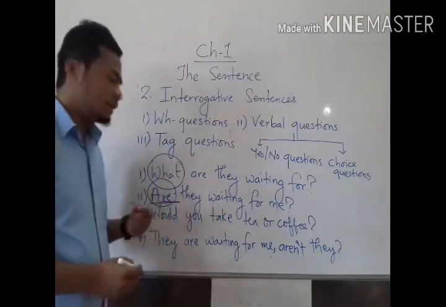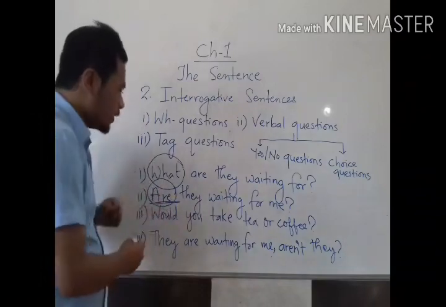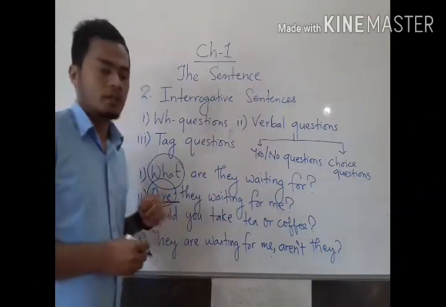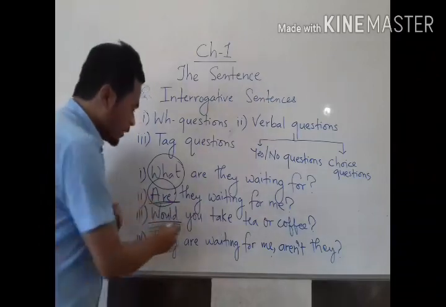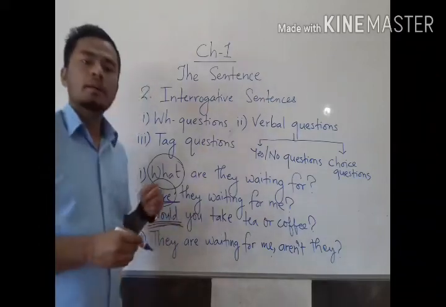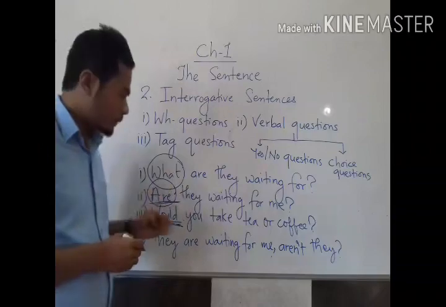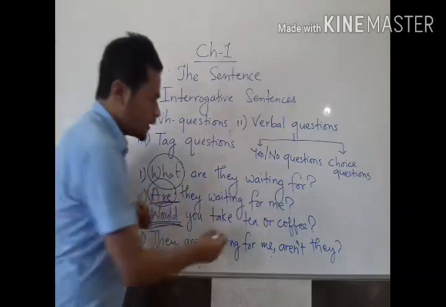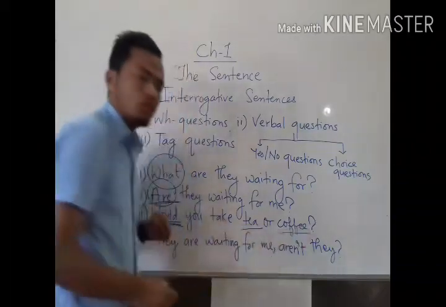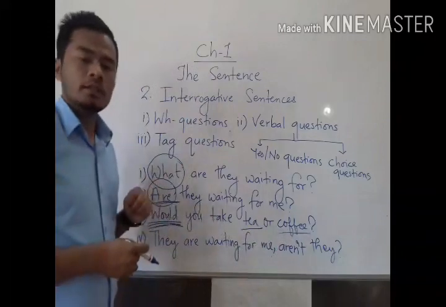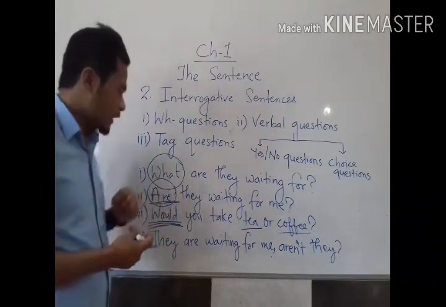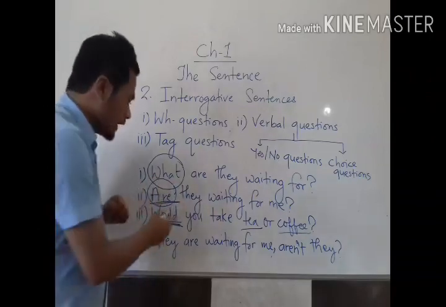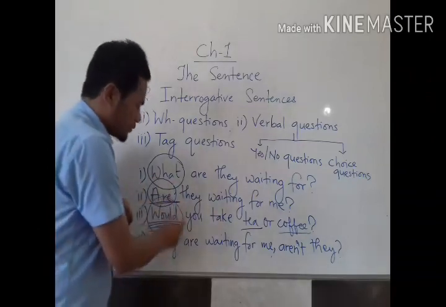Now come to another example: would you take tea or coffee? Here I have made this question by using would, which is a modal auxiliary. Here we have the option to take tea or coffee. We have a choice. So, this question can also be called a choice question, but before that we have to identify it as a verbal question.